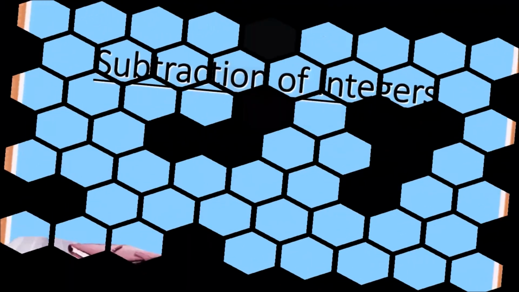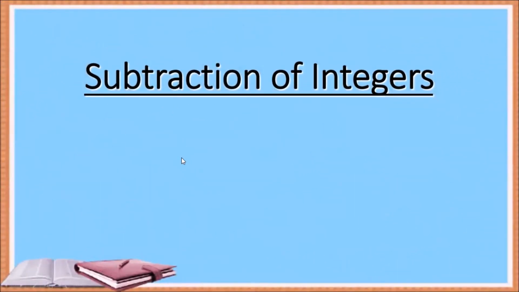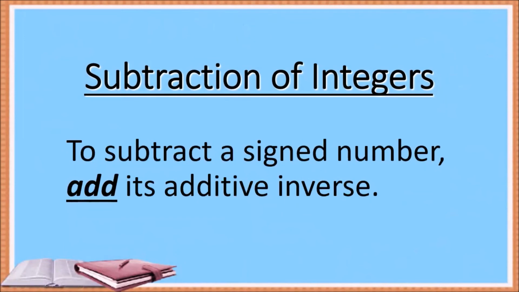So to summarize our lesson for today about subtraction of integers, to subtract a signed number, add its additive inverse. It means in subtraction of integers, we change the operation to addition and change the sign of the subtrahend, and that is the additive inverse. So, yung minus ay magiging plus, then ang subtrahend ay isusulat ang kanyang additive inverse. So, I hope clear po sa bawat isa ang subtraction of integers.